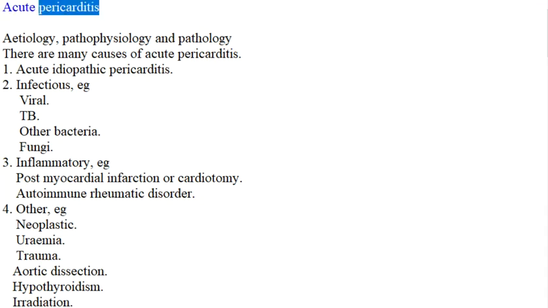Acute pericarditis. Etiology, pathophysiology, and pathology. There are many causes of acute pericarditis.